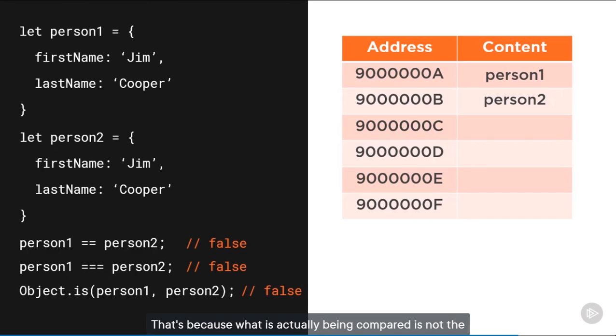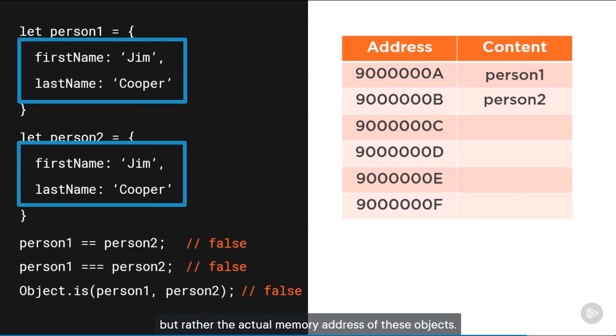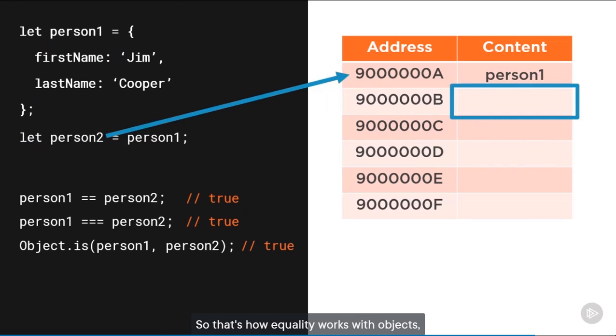That's because what is actually being compared is not the values contained within the object, but rather the actual memory address of these objects. So that's how equality works with objects, and it's important to note that this is only true for objects, not for primitive types like strings, numbers, and booleans, for example.